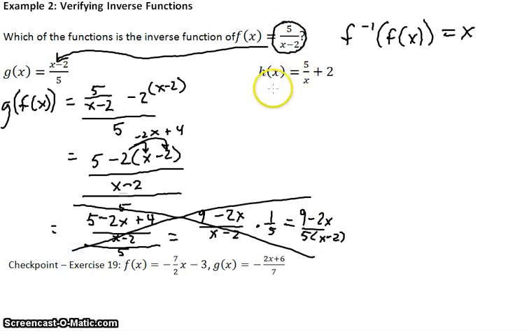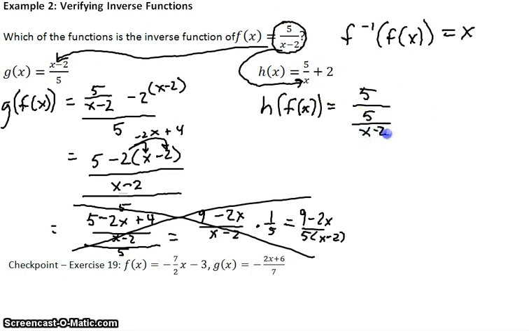Well, if there's only one left, that means that it's probably this one, but we have to check it. All right? So I'm going to take and plug in for x in this function. So 5 over x minus 2 plus 2. I'm going to divide this. It's the same thing as taking and timesing by the reciprocal. These x's can cancel out. So I'm left with x minus 2 plus 2, which equals x. So I'm left with x here.